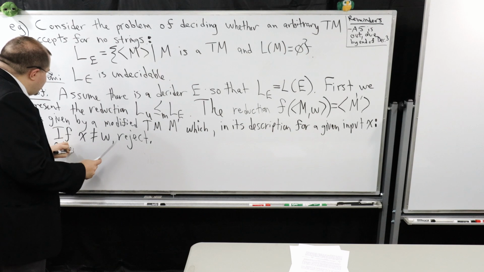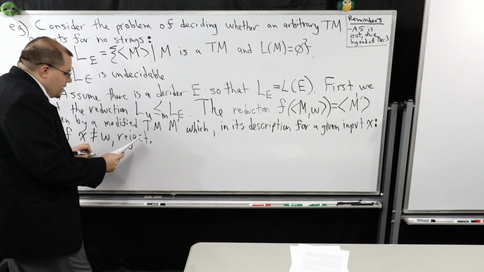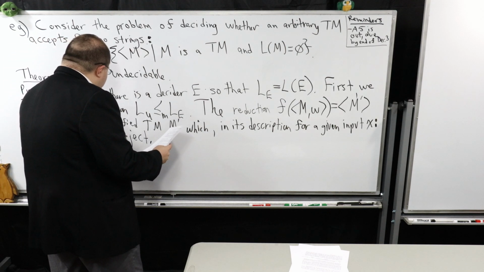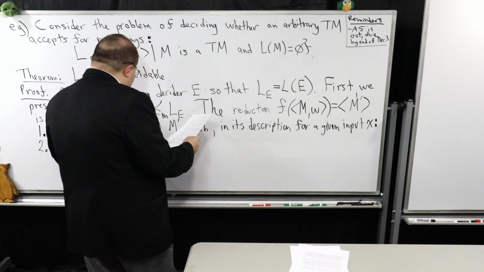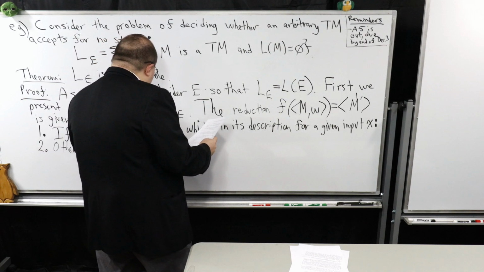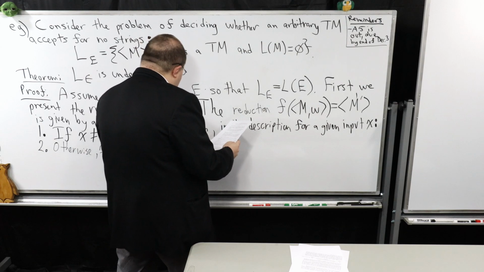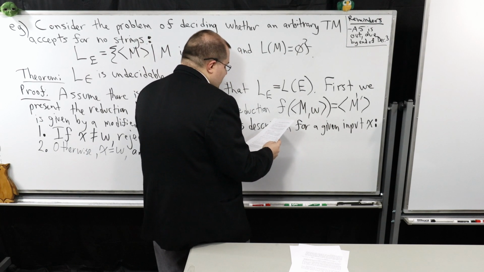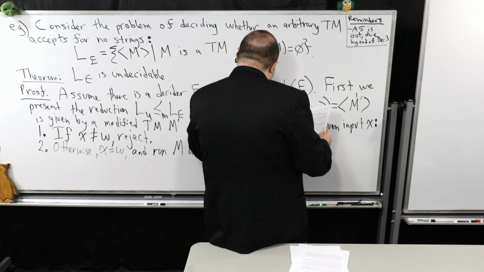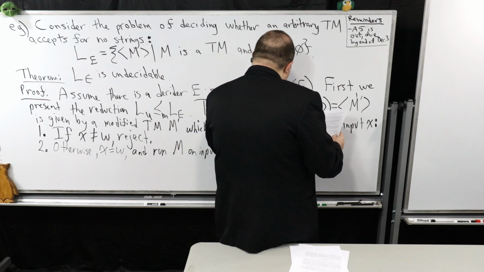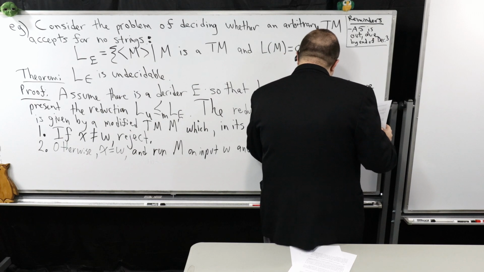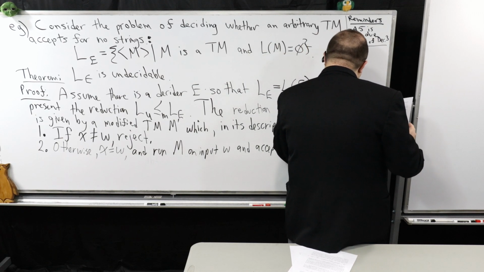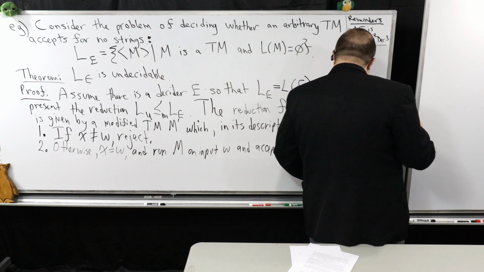Otherwise, X is going to be equal to W. And now we're going to run M on input W and accept if M accepts. That means, of course, if M rejects, then you're going to reject.